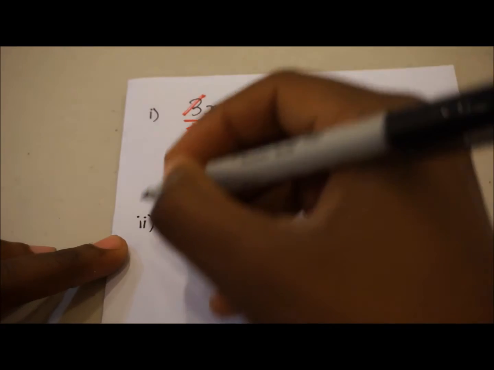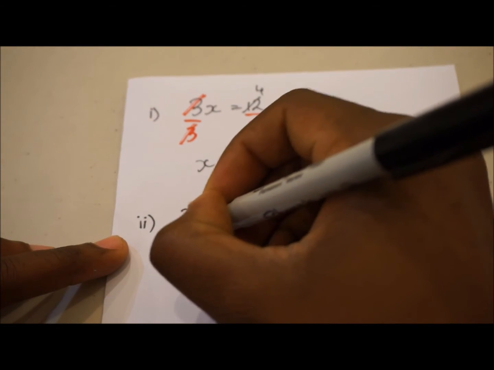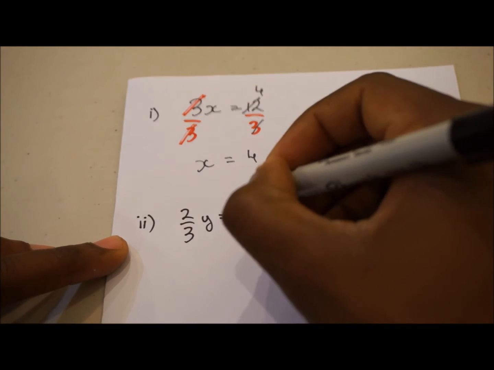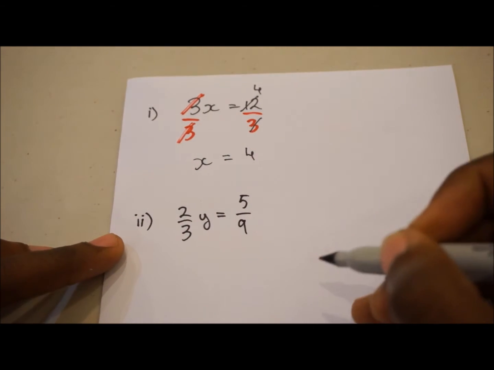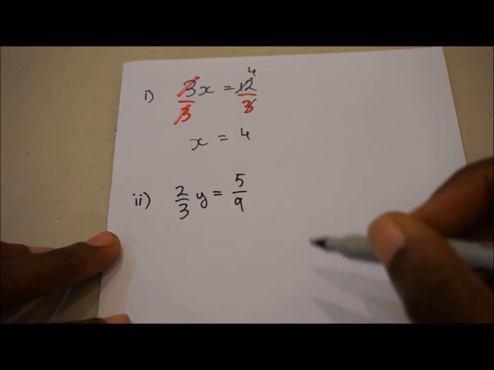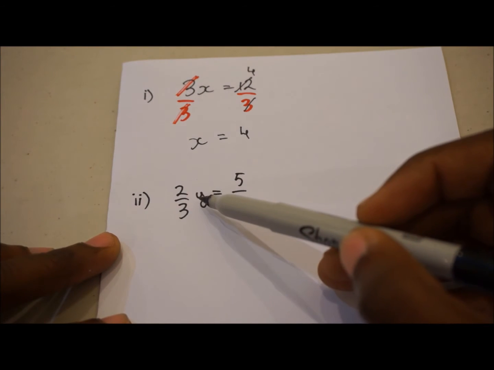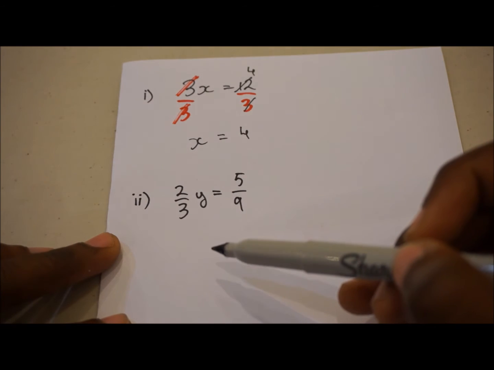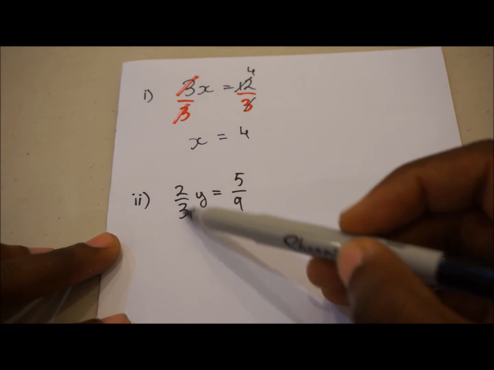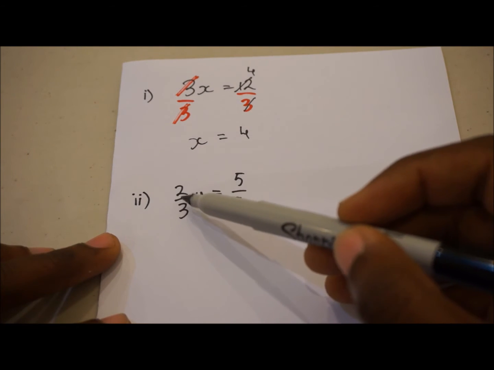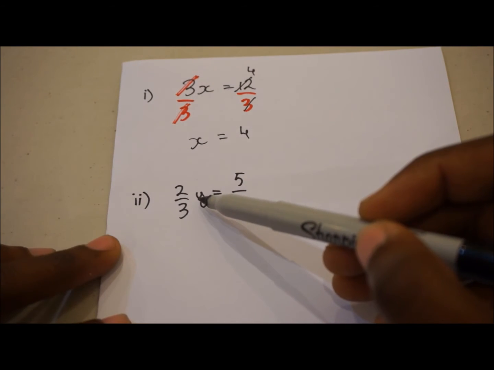Here's our second example. 2/3 y is equal to 5/9. The problem asks you, what is y? Remember again, the 2/3 is multiplied to the y. So I need to get rid of the 2/3. So I need to divide by 2/3, since the 2/3 is multiplied by the y.